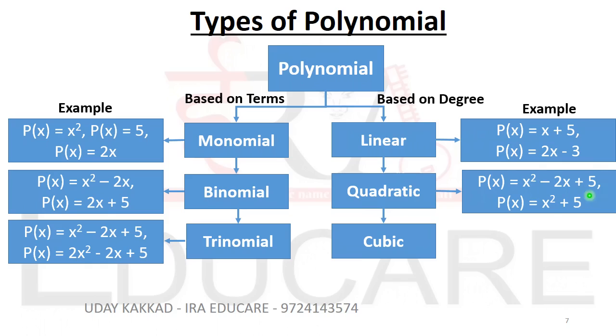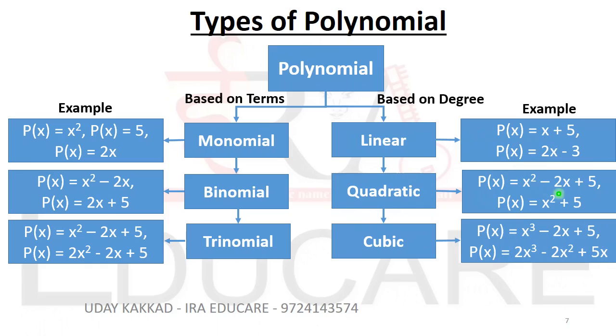Now quadratic: a quadratic has degree 2, so x raised to 2, x square minus 2x plus 5, here x square plus 5. So in these examples the degree of the polynomial is 2. In a quadratic polynomial the degree will be 2. Now cubic has degree 3: x cube minus 2x plus 5, as well as 2x cube minus 2x square plus 5x. All these polynomials have degree 3. The highest power is 3, here the highest power is 2, here the highest power is 1. So based on degree we have three types: linear, quadratic, and cubic.